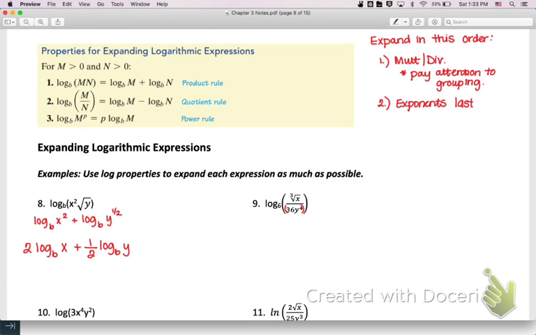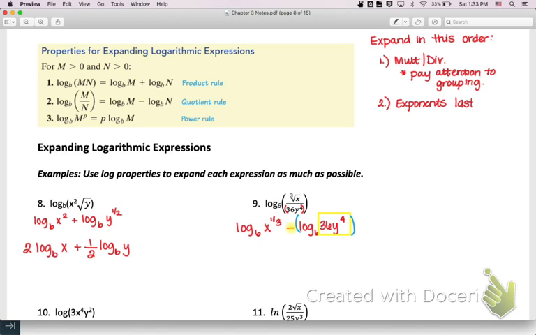Okay, number 9, the first thing we have going on here is some division. So we're going to start by breaking up that division. So the log base 6 of x to the 1/3 minus the log base 6 of 36y to the 4th. Okay, now we look inside to see, is there any more division or multiplication? And there is. We have multiplication happening inside here. Now here's what's important. We are subtracting this entire logarithm. So anything that comes out of here, we have to also subtract. So we need to think of this as if it's in parentheses.